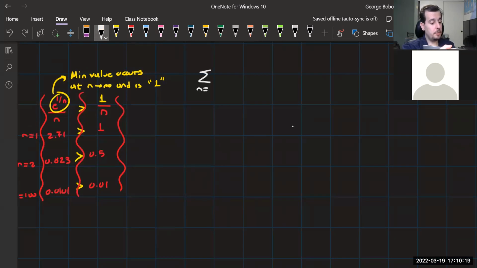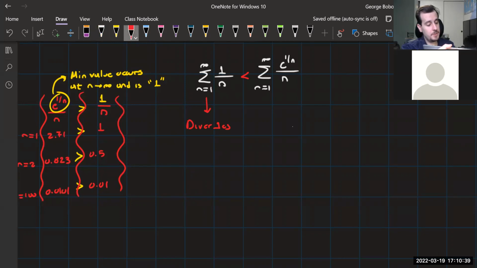So talk to me a little bit about this series. What does it do? So 1 over n will diverge. And this is smaller than the original function, so it also means that the original function diverges too. Exactly. Good stuff. So this means that this also diverges. All right, so what we've done now is shown that we're not absolutely convergent.